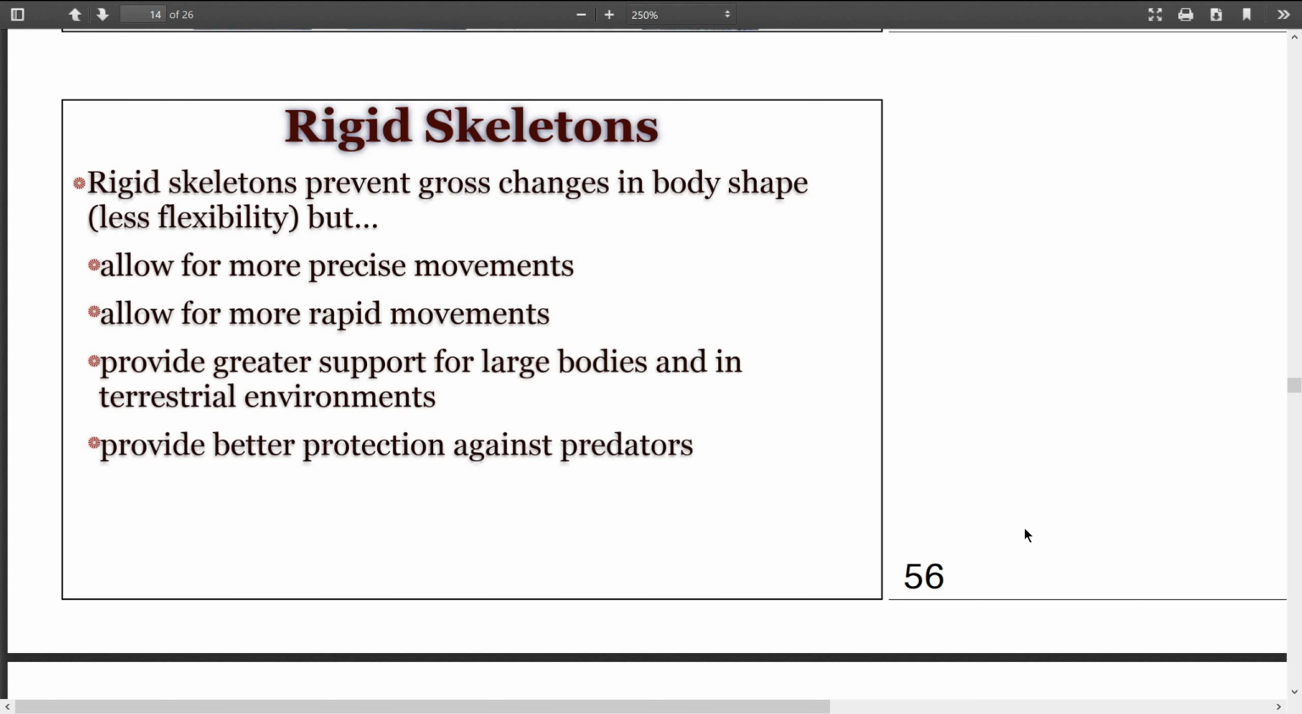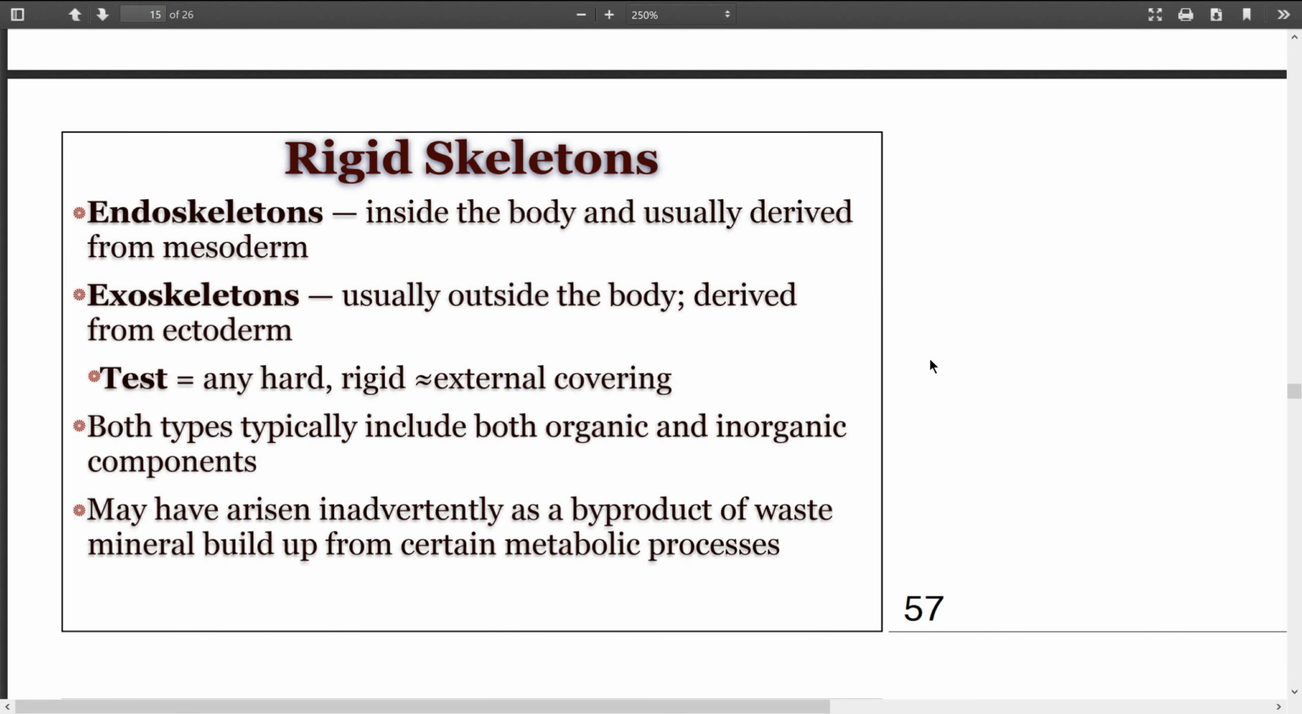So for rigid skeletons, we can further subdivide those. And by the way, even if an organism has a rigid skeleton, or skeletal elements, it doesn't necessarily mean the organism itself is rigid. It depends on how many parts there are to the skeleton and how they interconnect. But rigid skeletons can be subdivided into endoskeletons versus exoskeletons. An endoskeleton is inside the body. It's underneath the skin at the very least. And it is usually of mesodermal origin, so it's derived from mesodermal tissue, embryonically speaking.